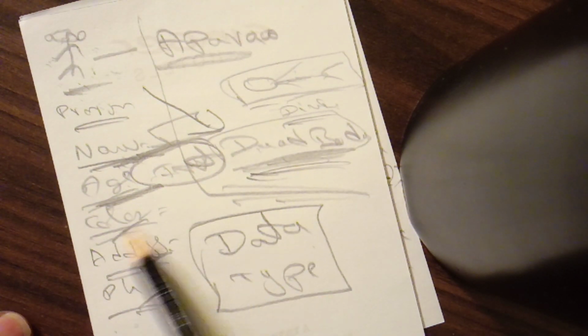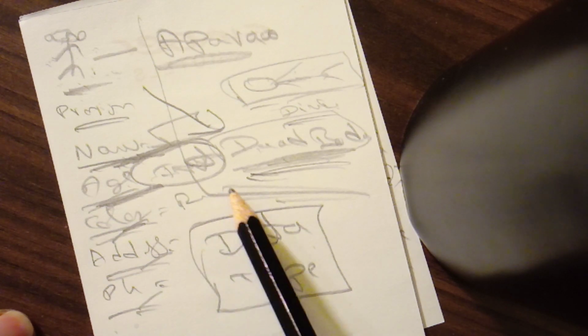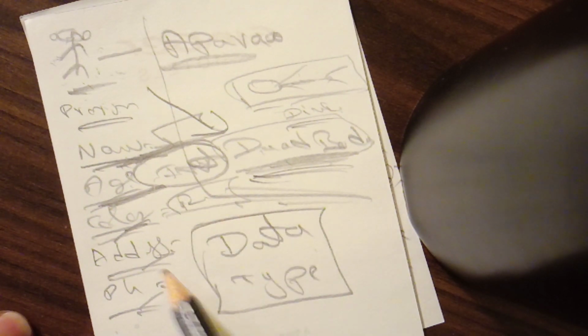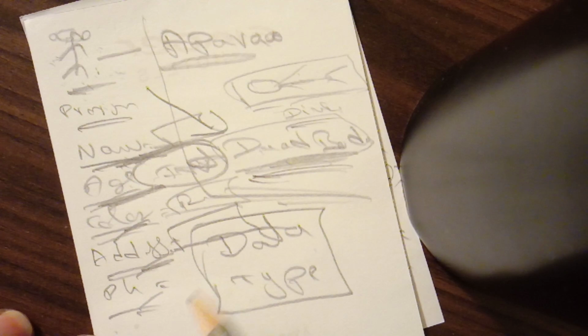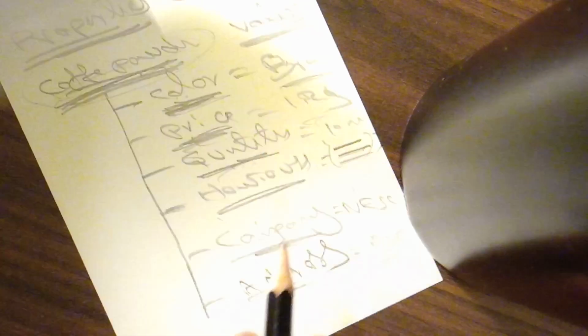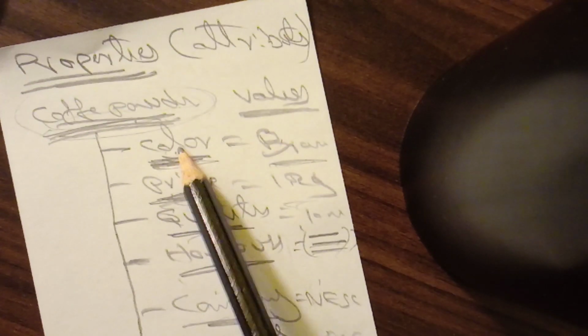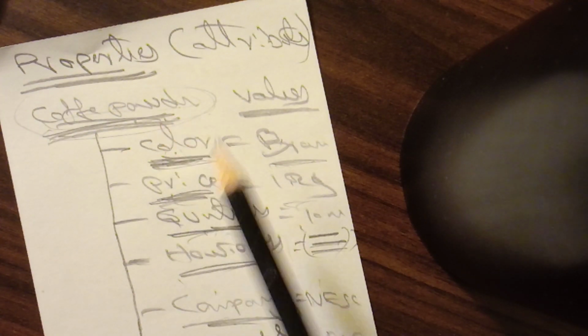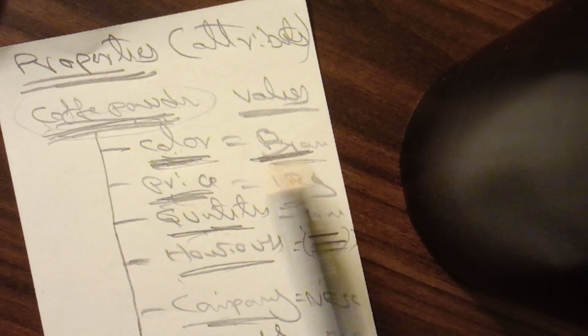If the color is there, color is one object, red, blue, green, that is one object. Address is again a string. Phone number is again an integer. So what you understand here is that each and every property of that object has a data type.